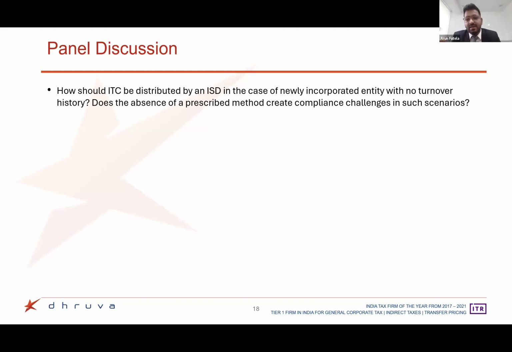So during that interim period of the first 3 months, they distribute the credit in the same month's turnover ratio. So for example, April 2025 is the first month of the company, and they have obtained an ISD registration as well. So on the 30th day, they will fetch out the turnover for all the states and distribute the ISD credit in the same month's turnover. And they do it for the first 3 months. From the fourth month, since they already have last quarter's turnover, they do it on the basis of last quarter's turnover.